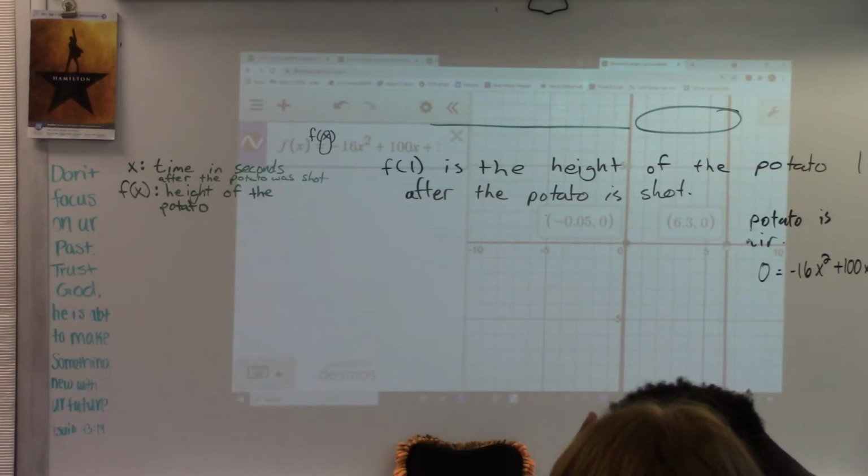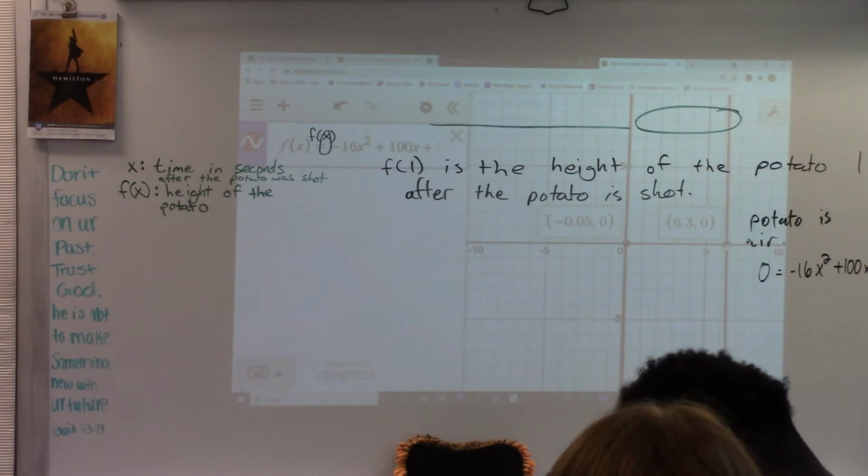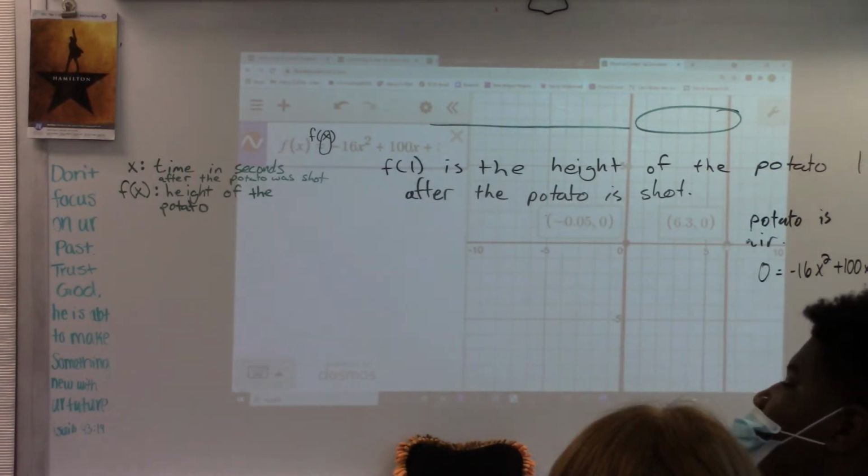When is the potato at 0 feet? Both of them. Hey, really quickly, what is x? What's the context for x again? y equals 0. Yeah, y equals 0. You're not answering the question or thinking about what I asked.